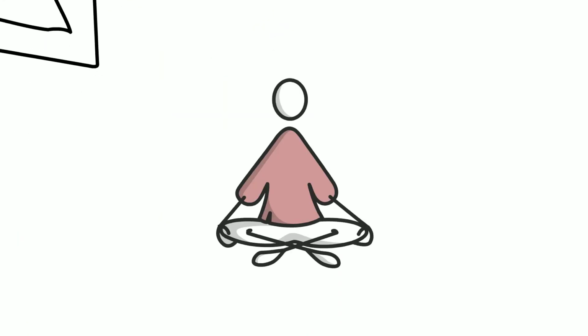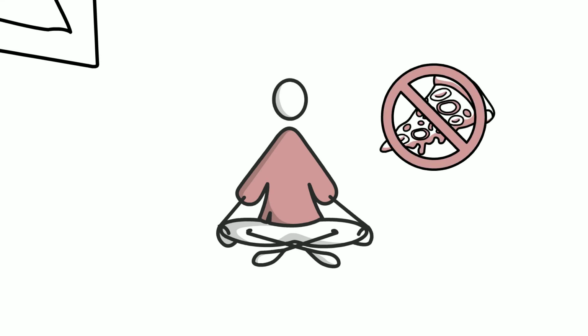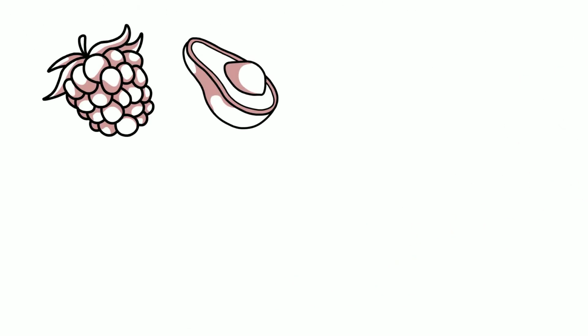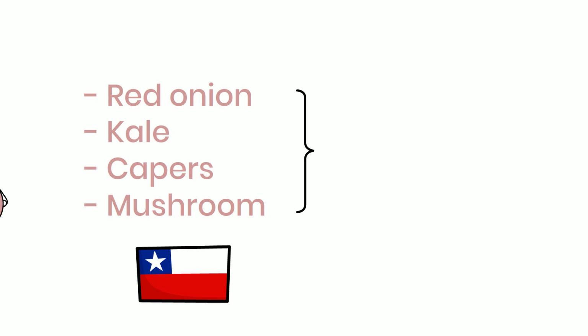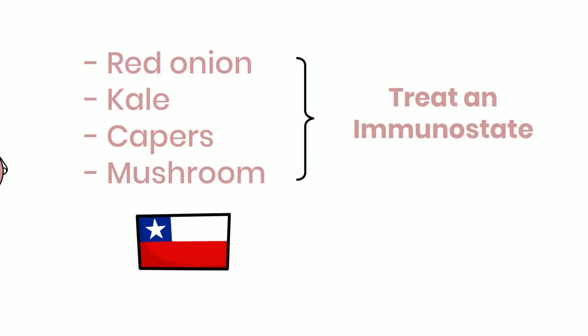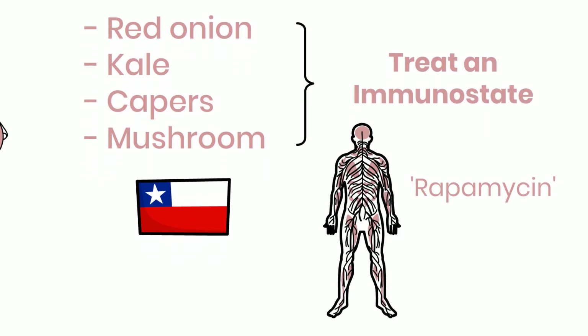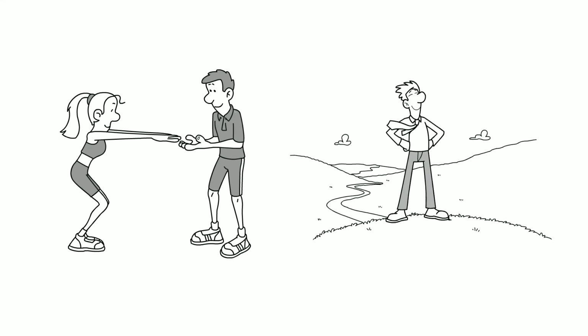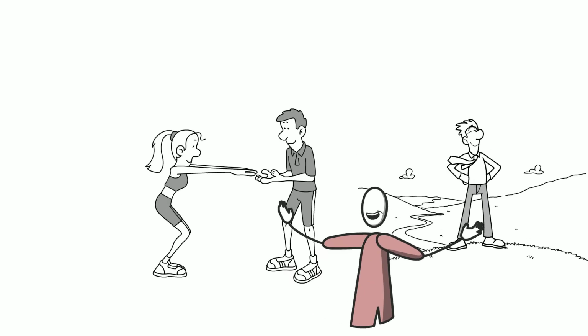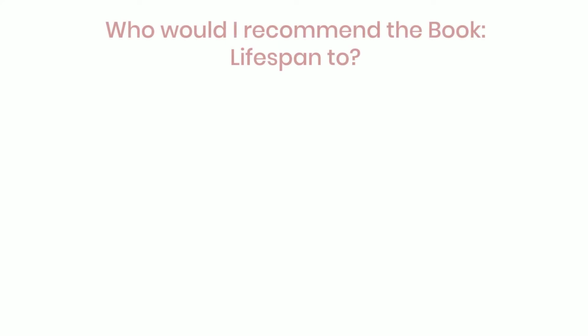It's done through fasting, when your body gets enough to survive, but not too much so that it enters a latent state. There are a number of foods that activate your genes and protect your body from disease. The author highlights red onion, kale, capers, and rapamycin, a compound from a mushroom from Chile that is used to treat an immune state in which your body rejects new transplants. Then, on top of that, a healthy amount of exercise, physical stress, and fresh air can make our life more productive and enjoyable. Who would I recommend the book Lifespan to?